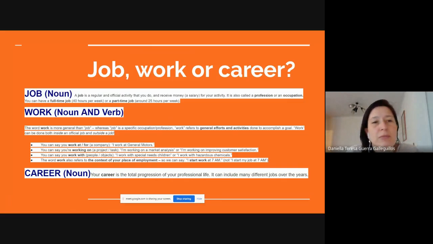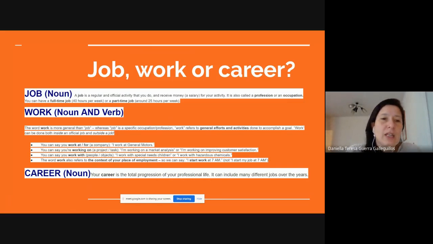What is a job? A job is a regular and official activity that you do. You receive money for it, a salary. It is also called a profession or an occupation. You can have a full-time job, a part-time job. It's up to you. Or an exhausting job, tiring job, successful job, etc.